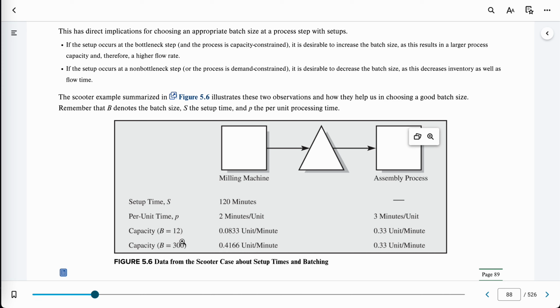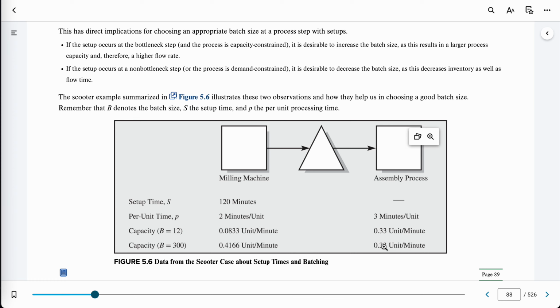So if you produce them in batches of 12, so that is, we do 12 steer supports, then 12 pairs of ribs, 12 steer supports, 12 pairs of ribs, and so on. Then if you remember, we calculated the capacity as 0.833 units per minute, which is less than the assembly process. So if you do this, then the milling machine becomes the bottleneck. But if you produce 300 of these at a time, then the assembly process becomes the bottleneck.